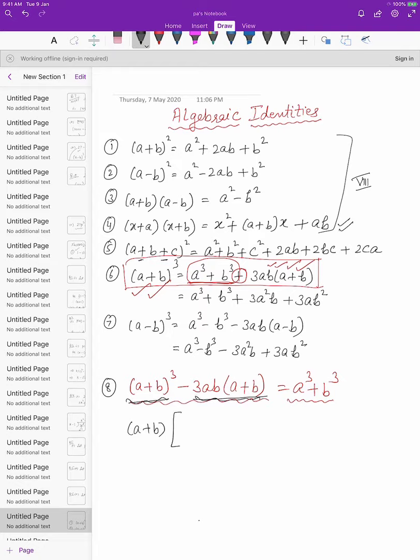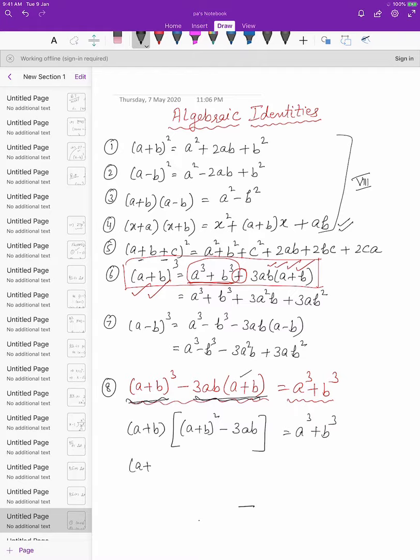So what am I left inside the bracket? From a plus b whole cube, if I have taken out a plus b, the one power I have taken out, so I am left with a plus b whole square inside the bracket, and from here this a plus b has gone out, so we are left with only 3ab inside the bracket. So we get that a cube plus b cube is equal to this.